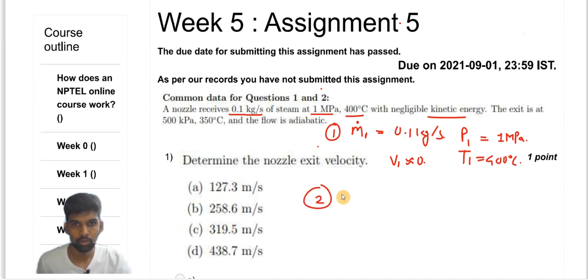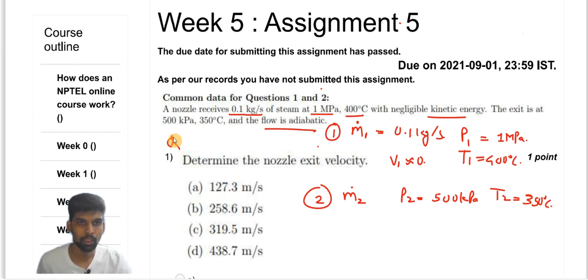So 2 is, suppose, mass flow rate at exit is m dot 2 and pressure is nothing but 500 kPa. Temperature is nothing but 350 degrees Celsius. And one more thing, flow is adiabatic. Adiabatic means heat transfer rate is 0. And since nothing is mentioned about the work, we will also assume that work transfer is equal to 0.